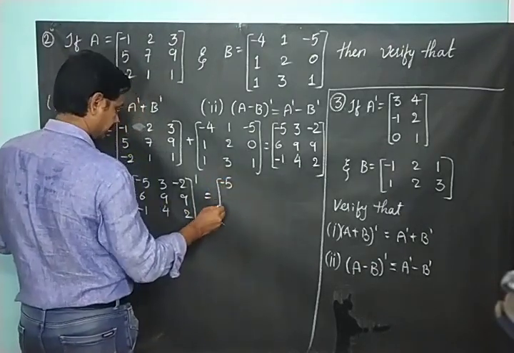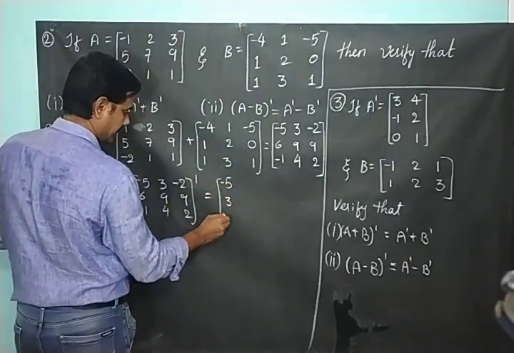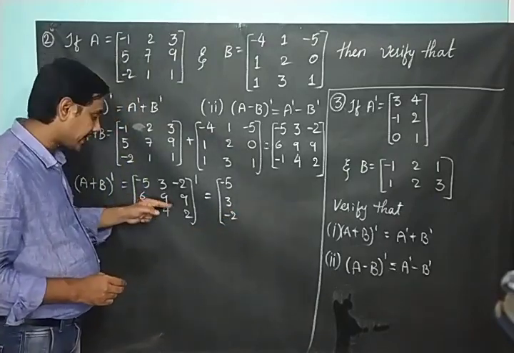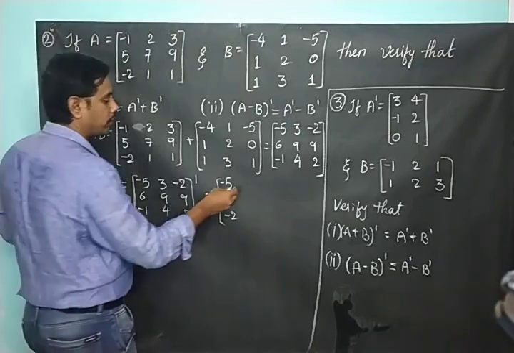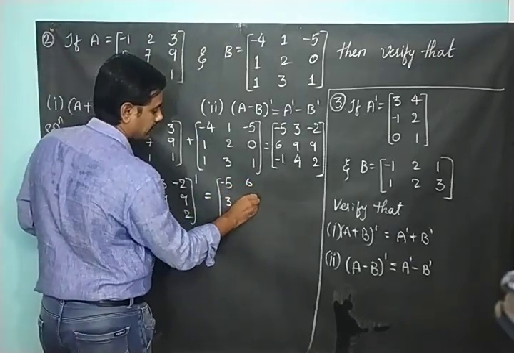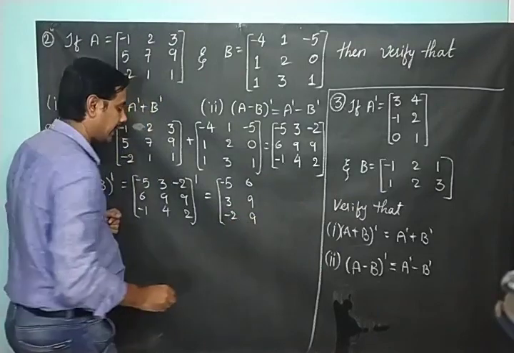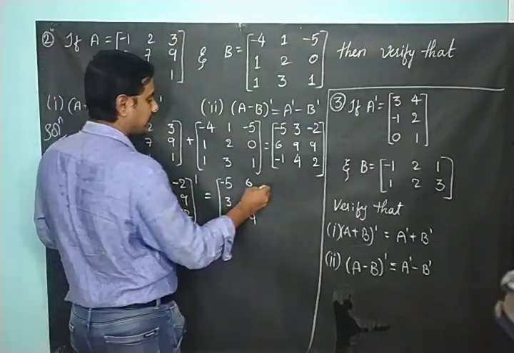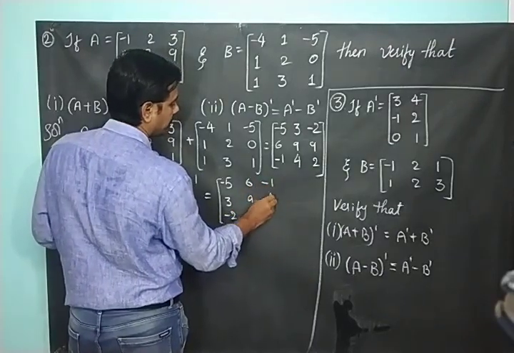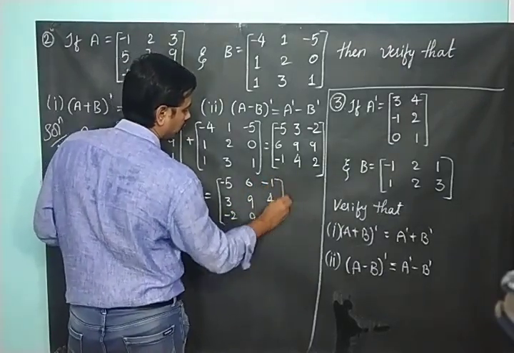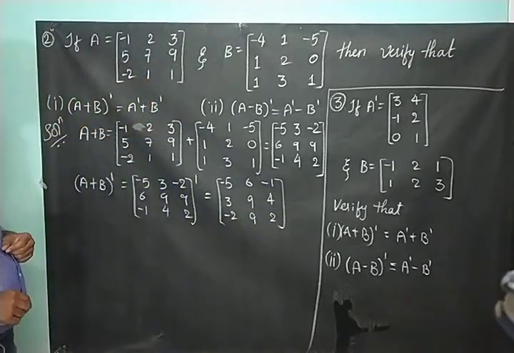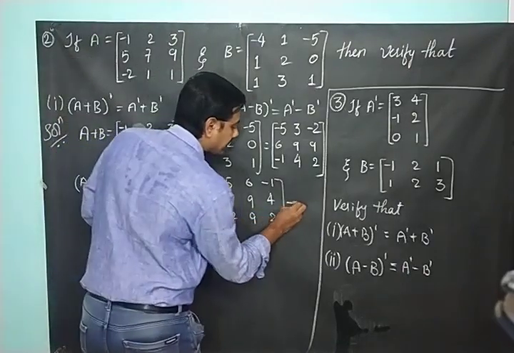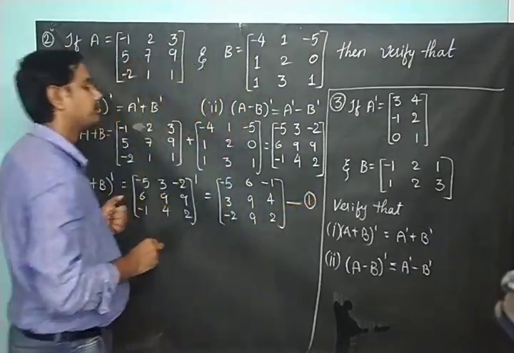Minus 5, 3, minus 2. The second row is 6, 9, 9. That should be written as the second column: 6, 9, 9. And the third row we have here is minus 1, 4, 2. So that should be written as the third column: minus 1, 4, 2. So this will be our (A plus B) whole transpose. That forms our LHS part. Right? Mark it as equation 1.